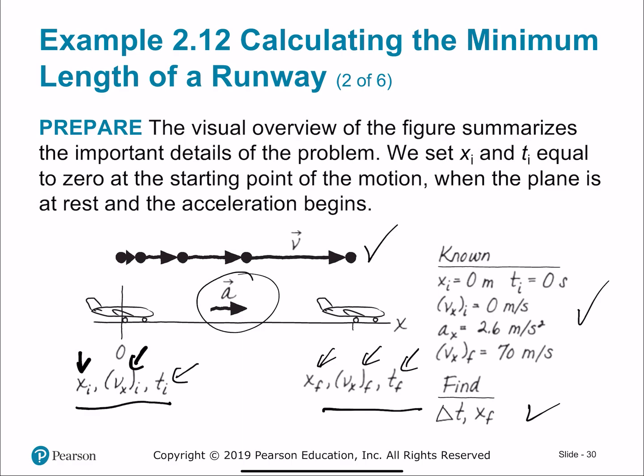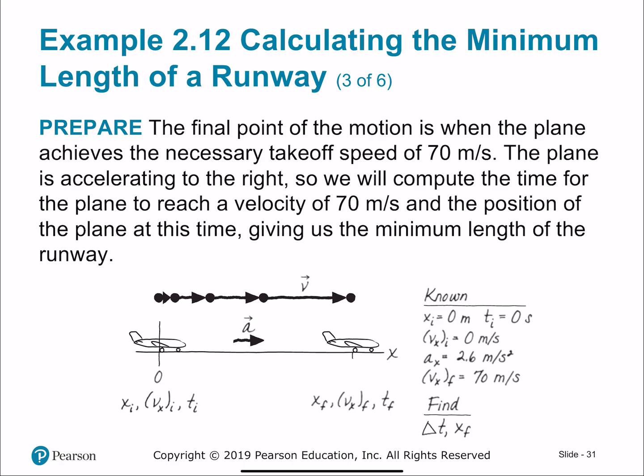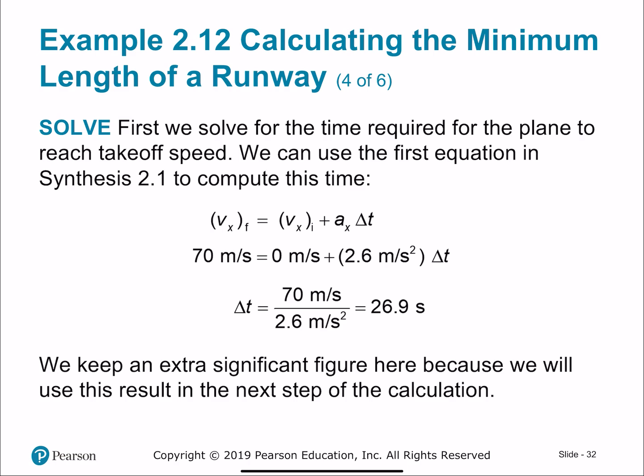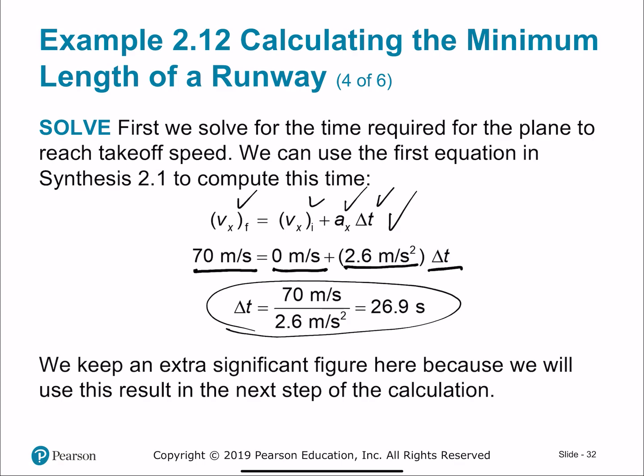All right, so now that we know this, we can start looking at the equation. A really good equation that would help here is final velocity equals initial velocity plus acceleration times delta t. You know that the velocity that you need to reach is 70 meters per second. The initial velocity, you're going to start from rest. This is the acceleration, and this is delta t. So here, now, you have the time that it would take for the plane to reach 70 meters per second. Okay, so now what do we do with that?